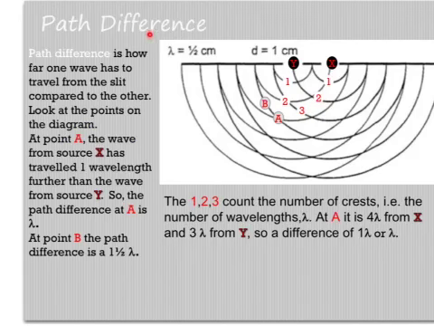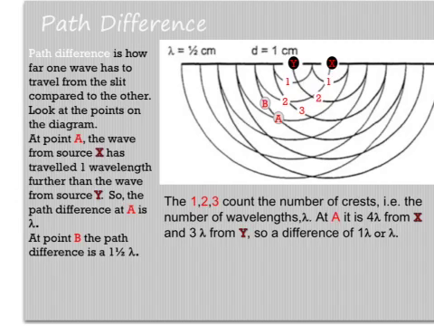Now we look at path difference. Let's look at point A here. The waves from Y have a straight path from there to there. And the distance is 1 wavelength, 2 wavelengths, 3 wavelengths. So it's 3 lambdas. And the waves from X have a straight path from there to there. And the distance is 1, 2, 3, 4 wavelengths. So 4 minus 3 is 1 wavelength. So the path difference at point A is 1 wavelength, as it says here.